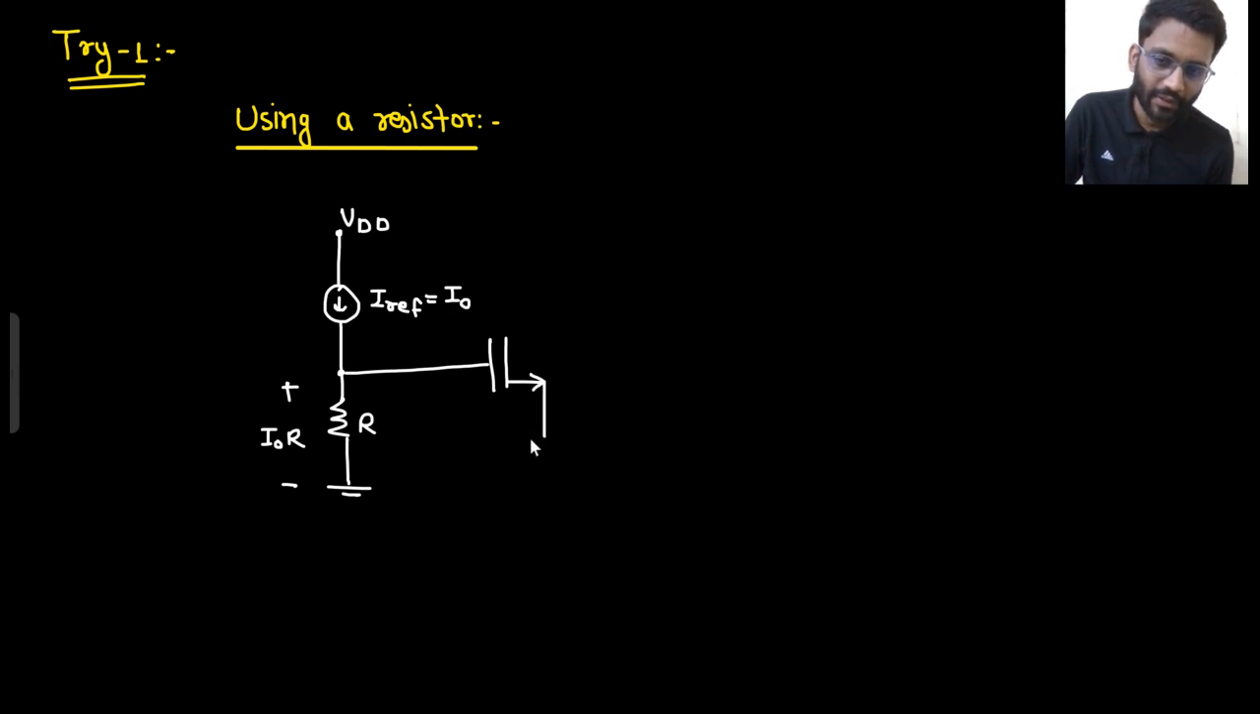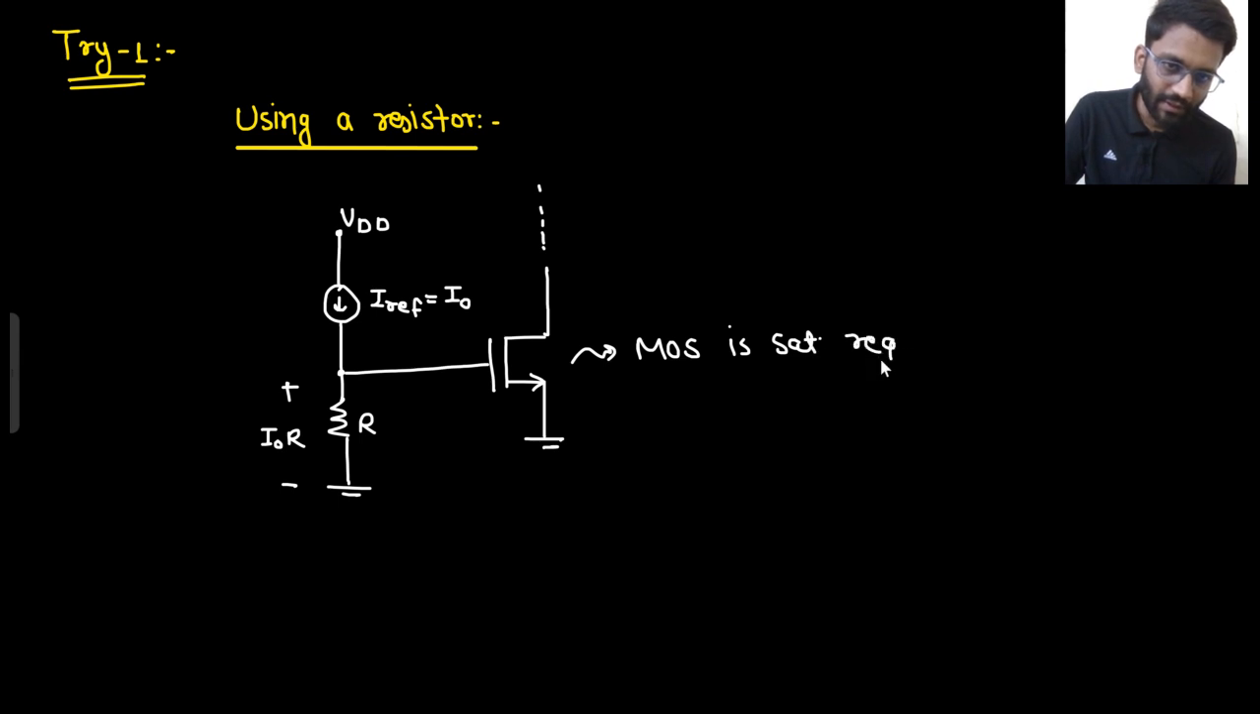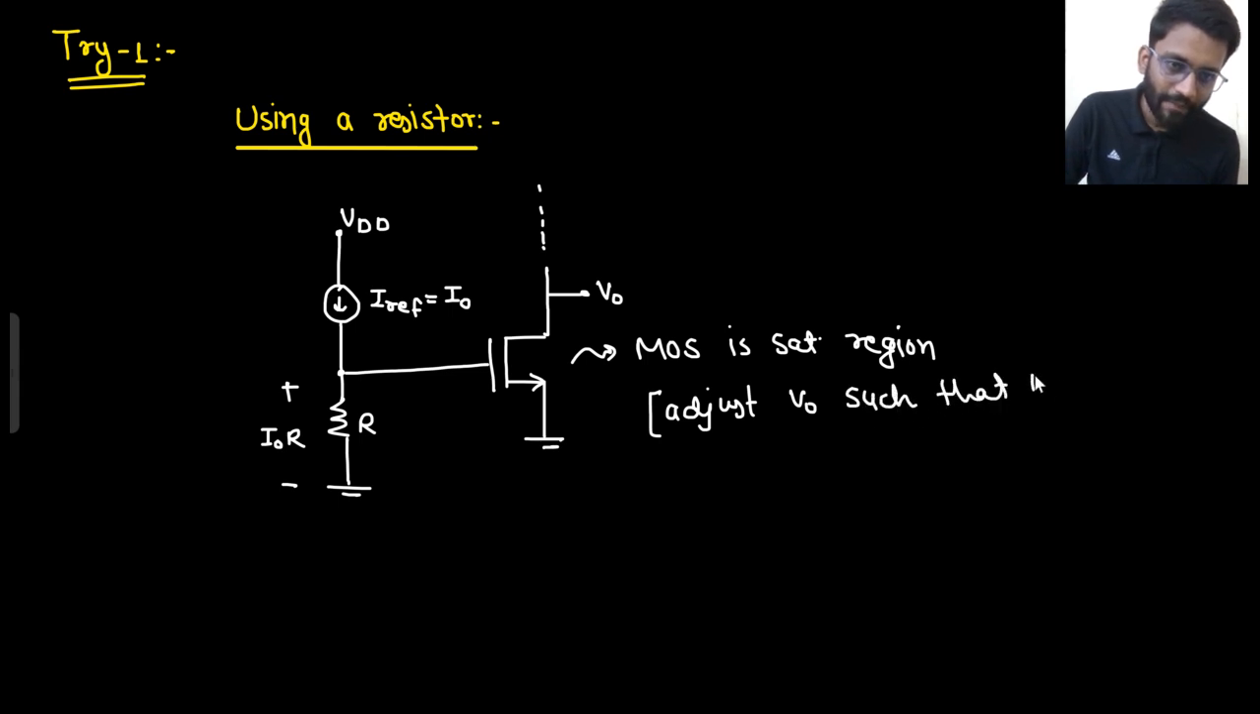Now this I naught R voltage drop will be fed to the MOSFET, and from there we are generating some current. There will be some other particular circuitry here. Let's not make the circuitry, and we will make sure that this MOS is working in the saturation region. Let's call this node V naught. Adjust V naught such that the MOS is working in saturation.